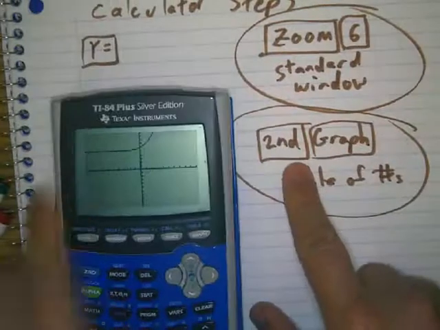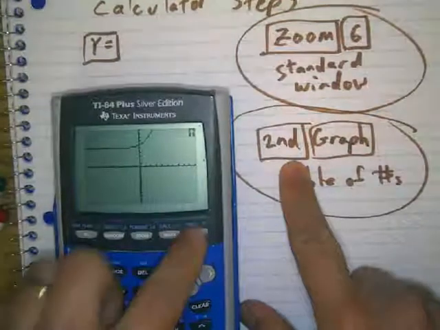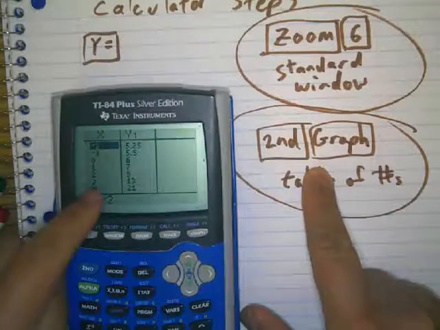Now if I want to make a table like I did over here, the best way to get a table using the calculator is I hit second graph to get me a table, and then I can get the values here.